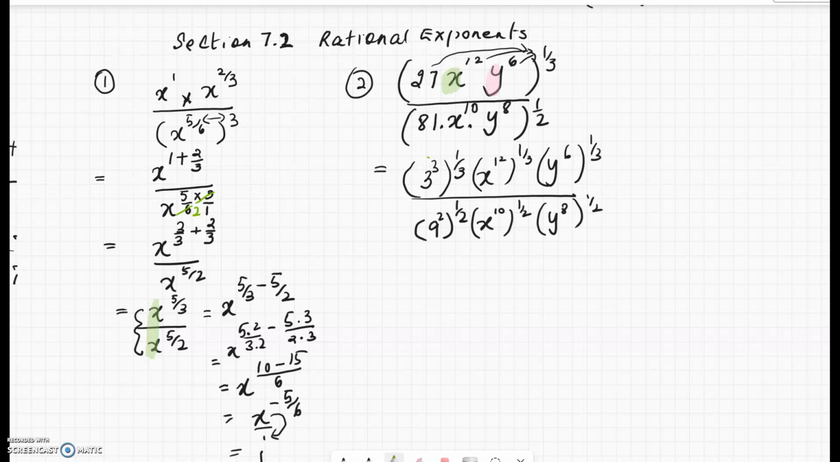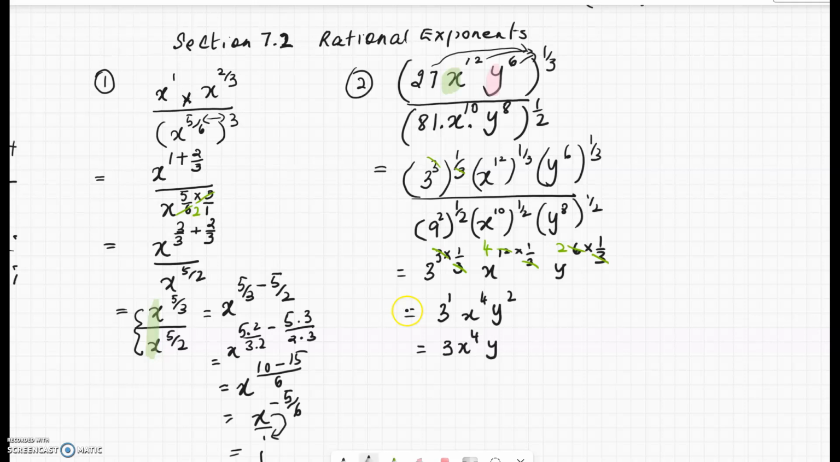Now cancel common factors. You're multiplying these because this is 3 to the 3 times 1/3, x to the 12 times 1/3, y to the 6 times 1/3. 3 times 4 is 12. 3 times 2 is 6. So we have 3 to the 1, x to the 4, y to the 2. So that is 3x to the 4th y squared.